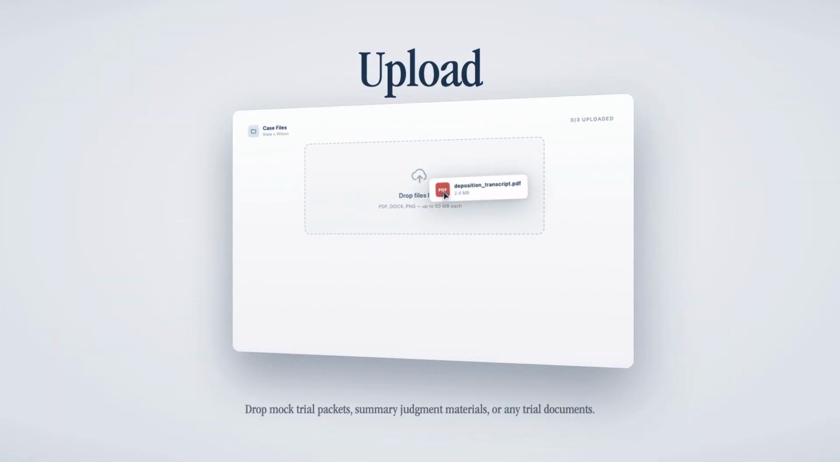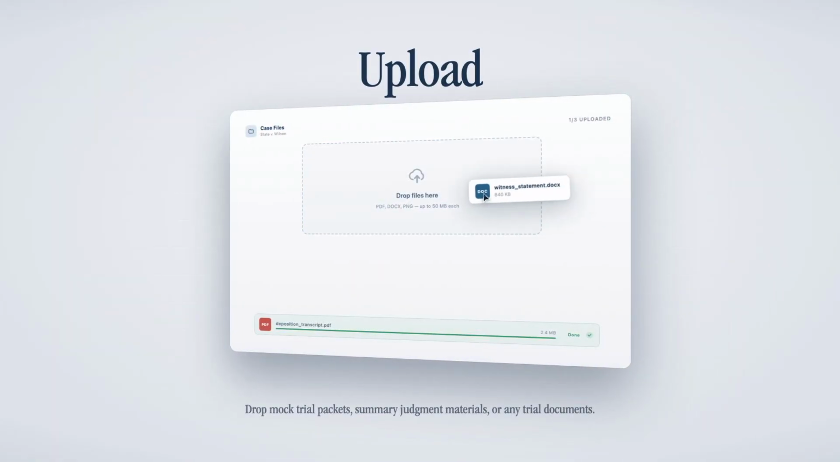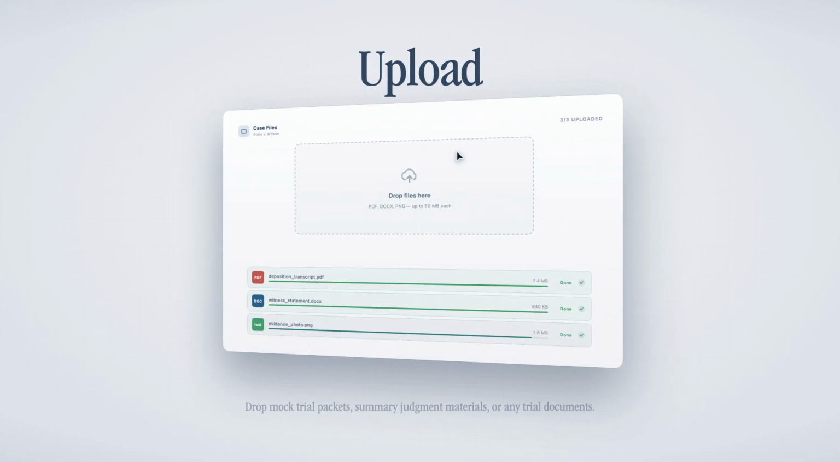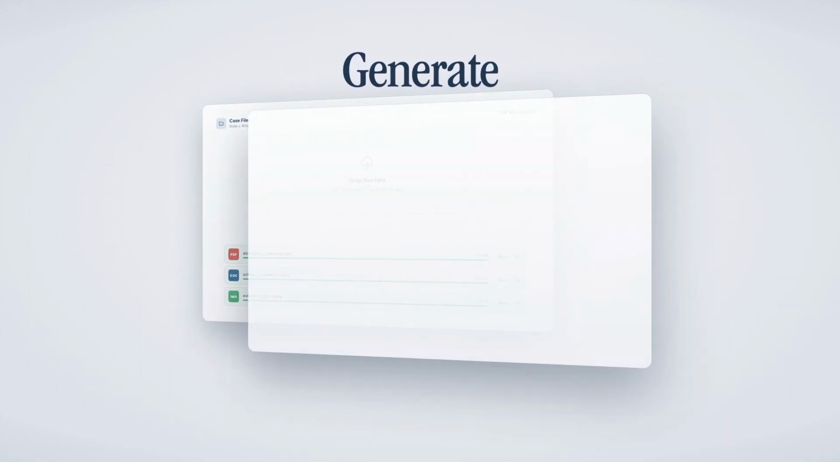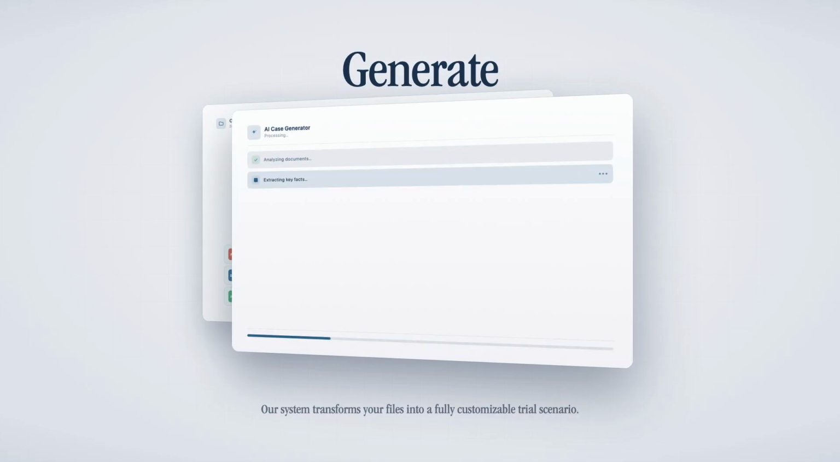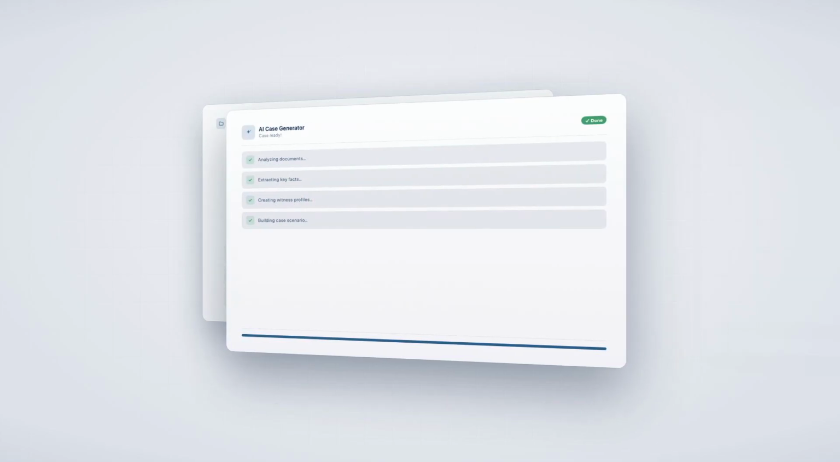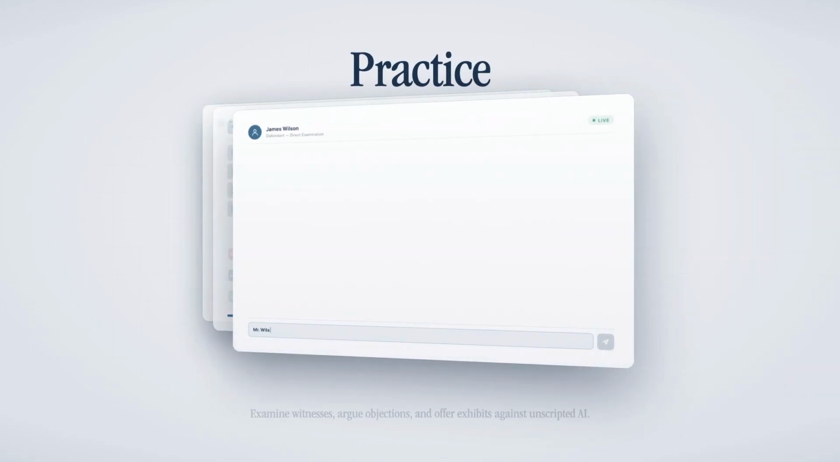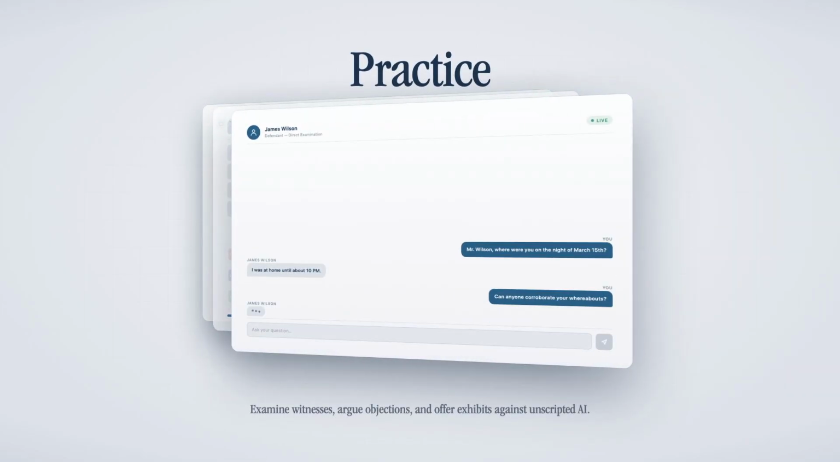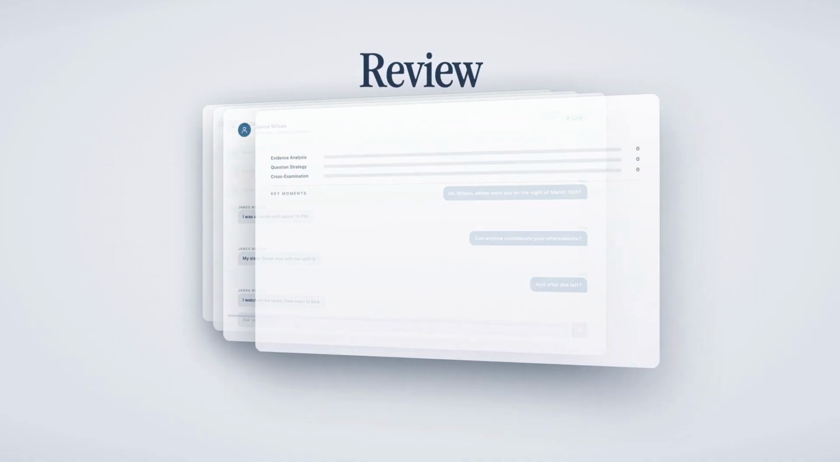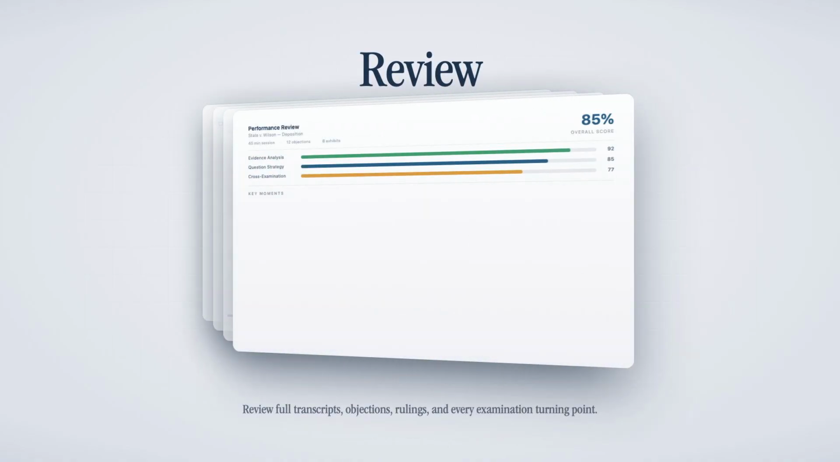Our product has 4 stages. Users start by uploading any type of file. It could be a mock trial packet, summary judgment materials, or other trial documents. Our system then transforms those files into a fully customizable trial scenario, which gets played in the case simulator. Users can then test their trial theories, refine examination outlines, and sharpen their trial skills against our AI agents. After each session, users review the full transcript, including objections, rulings, and key examination turning points.